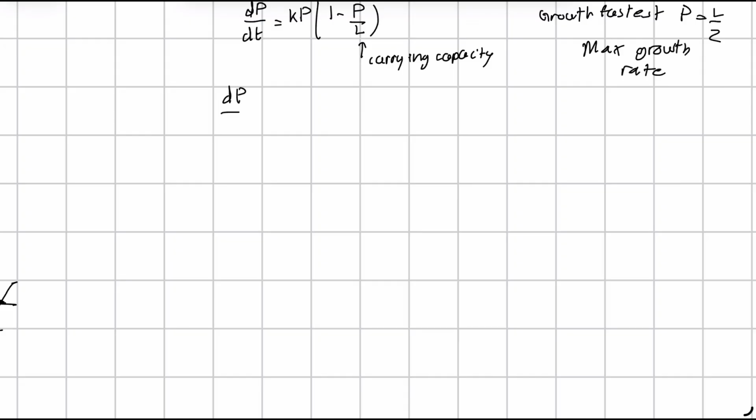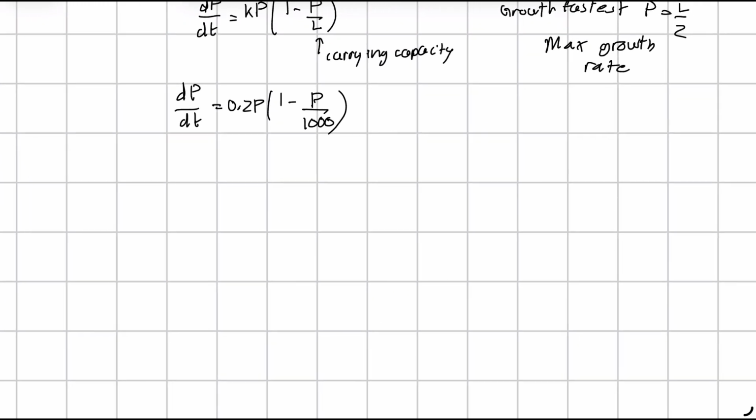So we have dp over dt is 0.2p times 1 minus p over 1,000. So if we have logistic growth, we are going to have our maximum at p is equal to L over 2. So here L is equal to 500. Therefore, p is equal to 500. So we just divided our L by 2.